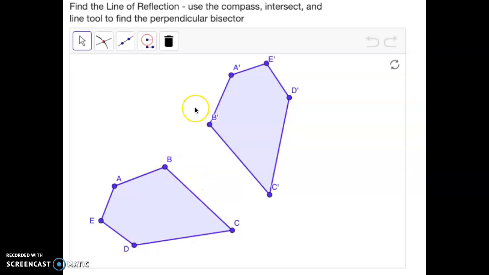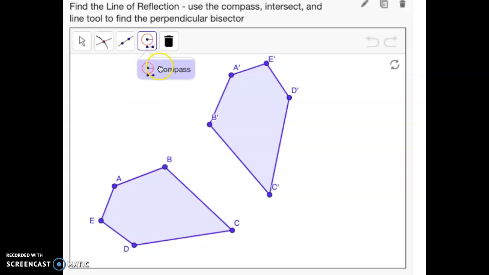Okay, so to find the line of reflection with a compass, we are going to start with one of the points that are pretty close to each other, just because we don't have enough room to go and get these larger points out. Our circle will be on the outside. So I'm going to start with my compass tool.